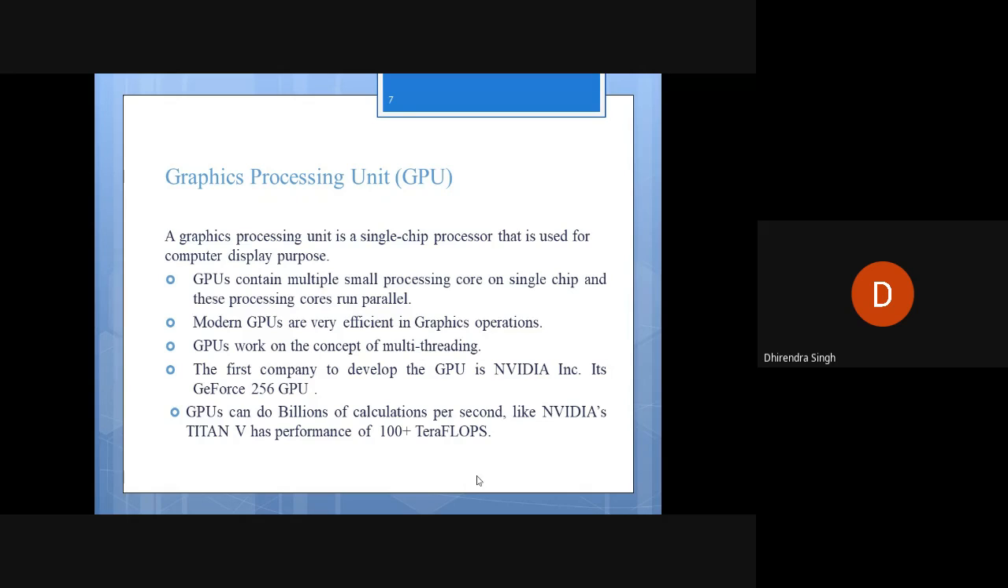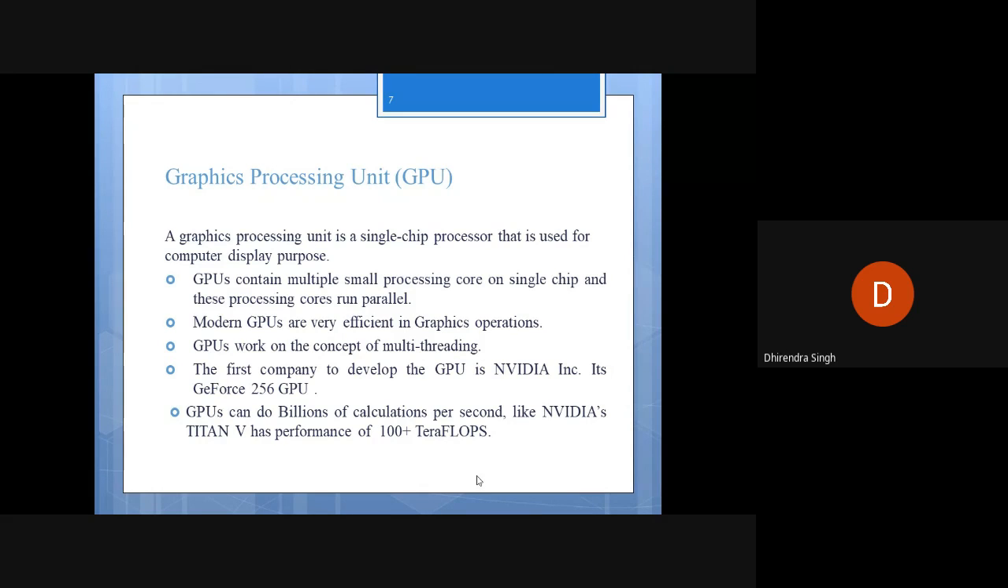So what is a GPU? A graphics processing unit is a single-chip processor that is used for computer display purposes. But internally, what is happening over there? GPUs contain multiple small processing cores on a single chip, and these processing cores can run in parallel. They are very small processing cores. These cores are not equivalent to the cores of our CPU.